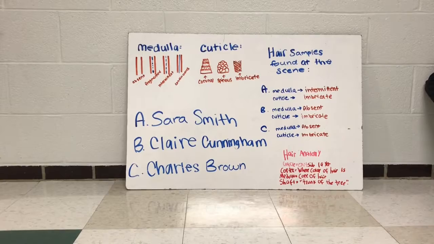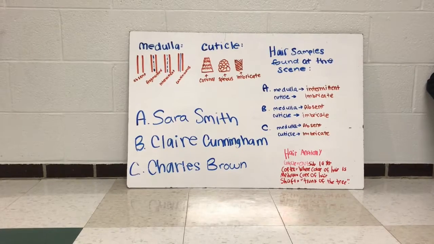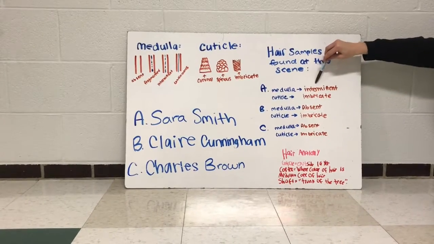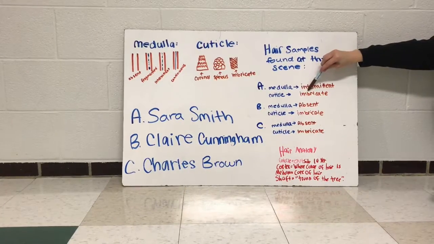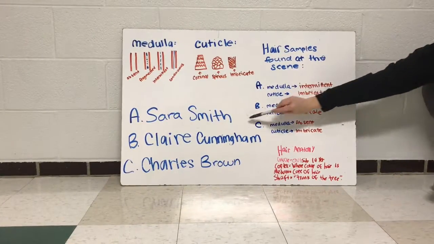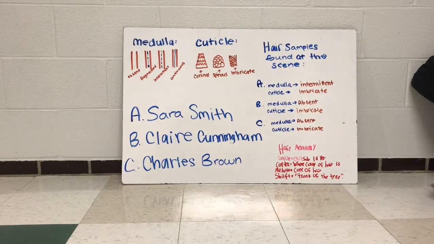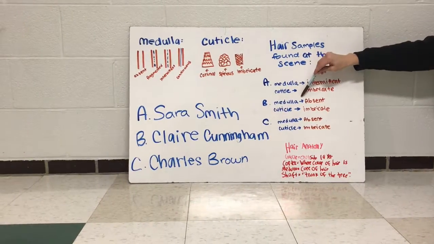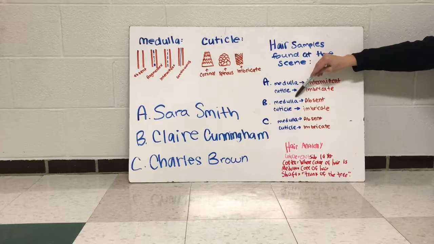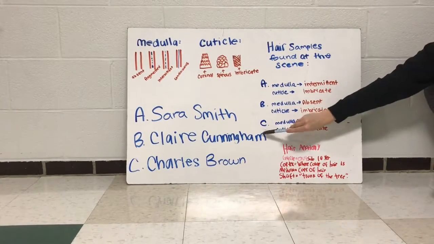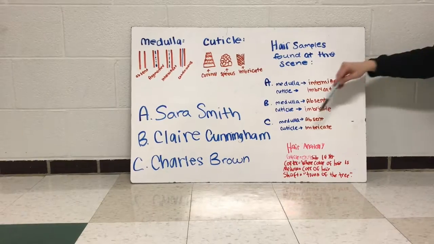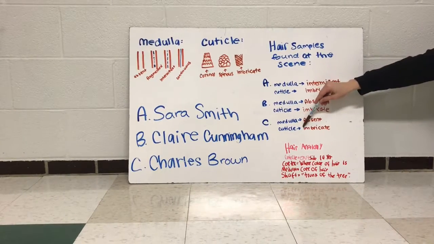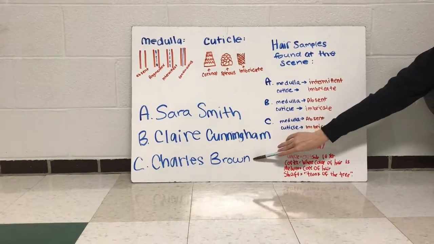When we place the hair under the microscope and try to match up the hair, we know that hair sample A had an intermittent and an imbricate cuticle that matched up to Sarah Smith's hair. In another sample, B, we found it matched up to Claire. She had an absent medulla and an imbricate cuticle. Lastly, we looked at Charles Brown, who was student witness 1. His hair had an absent medulla and an imbricate cuticle.